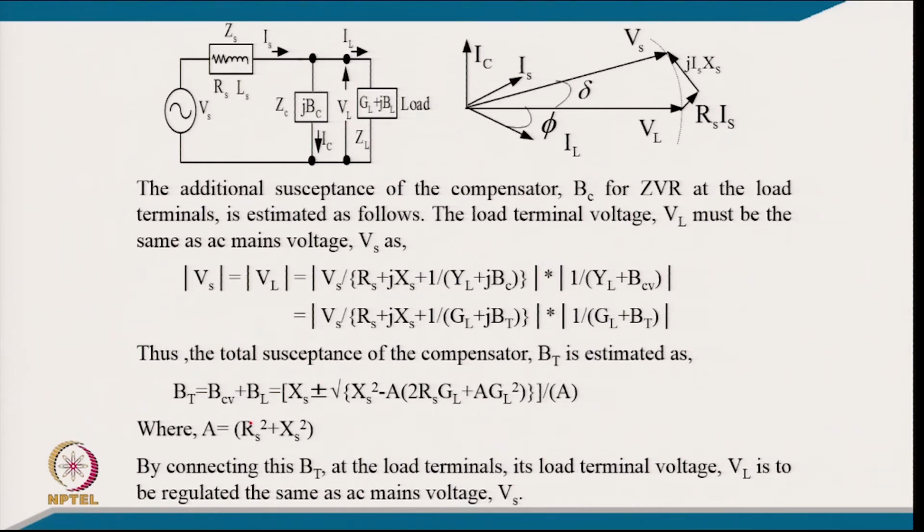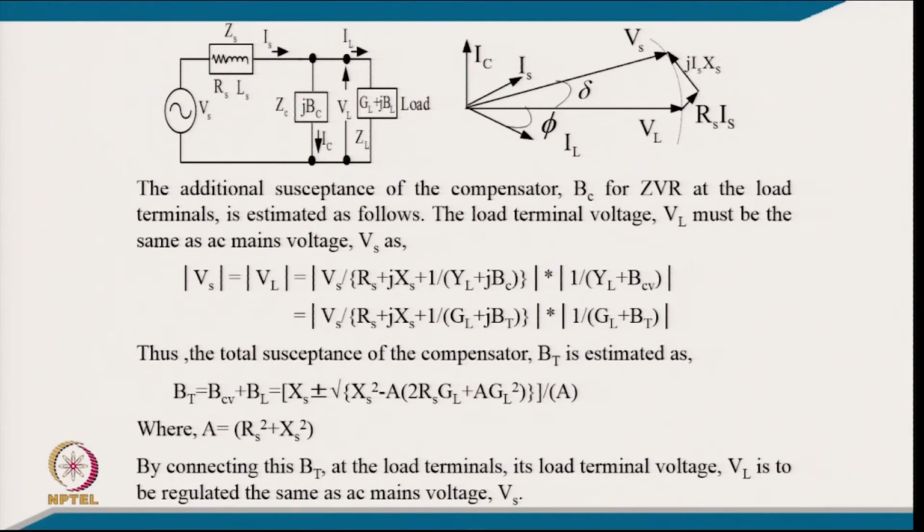BT equals BCV. Why are we saying BCV? That is the compensator for voltage regulation, plus BL, the compensator for compensating only the load reactive power. This comes equal to XS plus or minus the square root of XS square plus or minus A into the bracket 2 RS GL plus A GL square, divided by A, where A is nothing but the magnitude of the source impedance, RS square plus XS square.